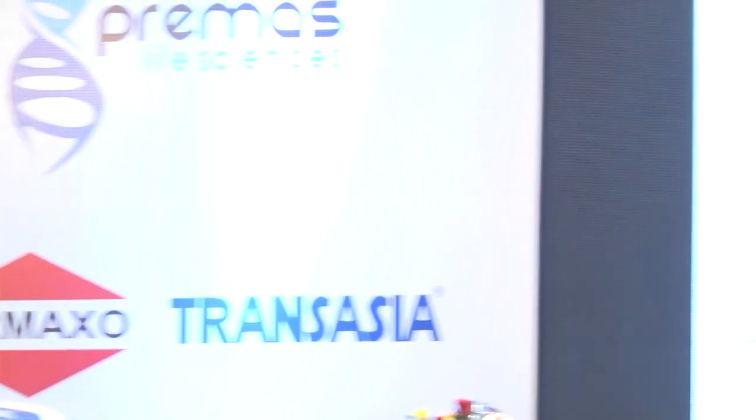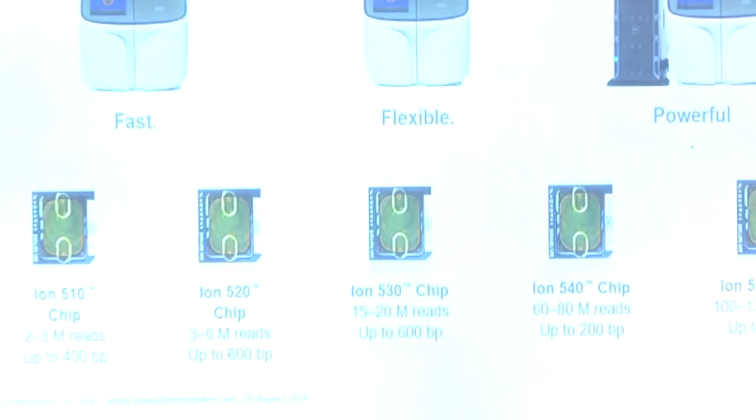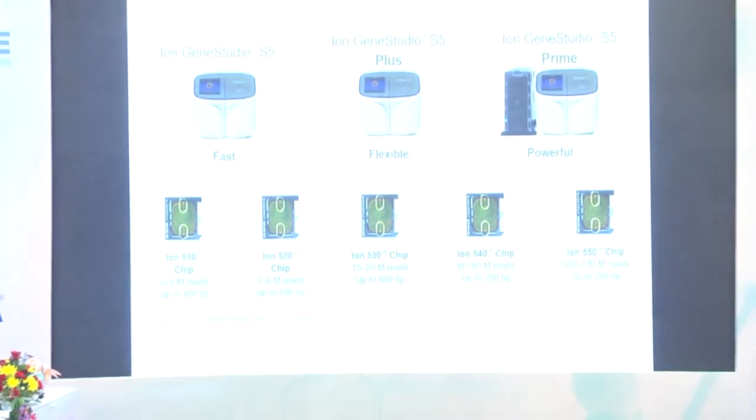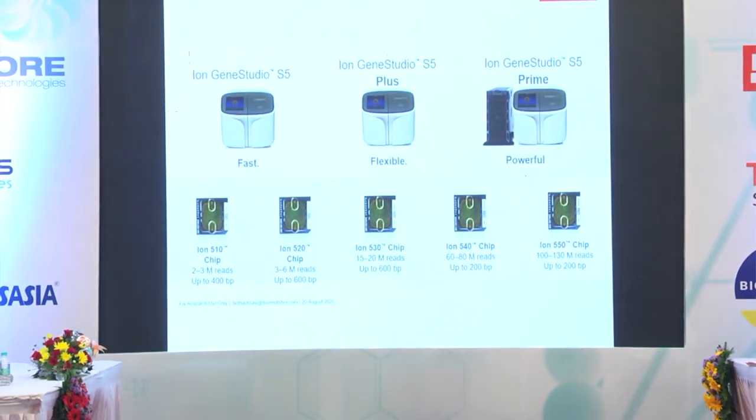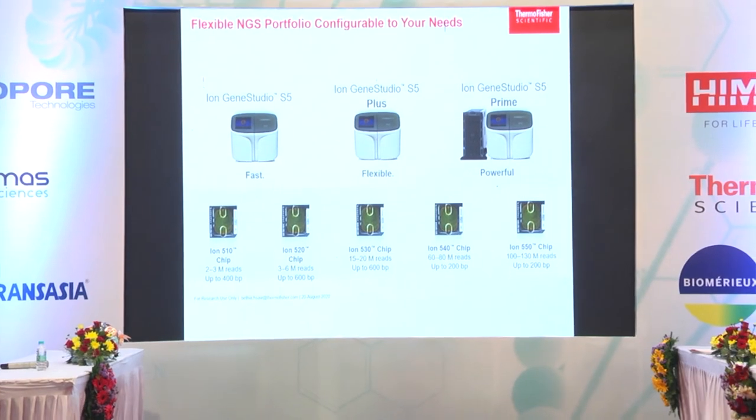So currently we have 3 systems available that suit your lab. There is no big difference in these instruments, the only difference is the analysis time or run time. Number one, the GeneStudio S5, is a basic instrument. It takes a little more time in analysis. Second one is the S5 Plus, which takes half the time of the first instrument. It takes around 8 hours for analysis.